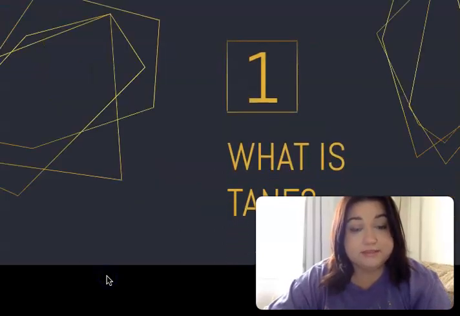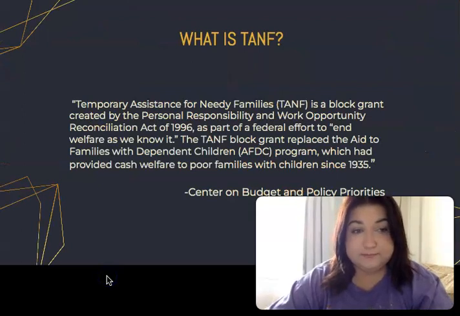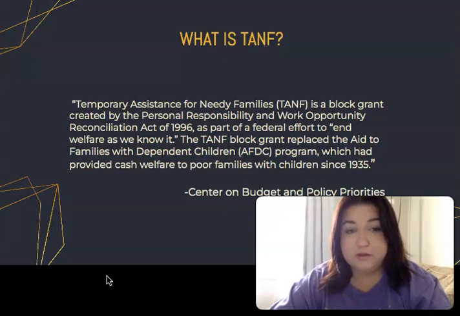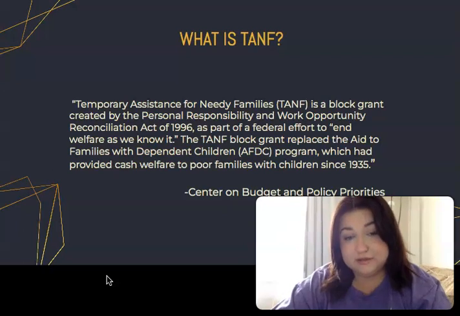First thing, what is temporary assistance for needy families? Temporary assistance for needy families is a block grant created by the Personal Responsibility and Work Opportunity Reconciliation Act of 1996 as part of a federal effort to end welfare as we know it. The Temporary Assistance for Needy Families block grant replaced the Aid to Families with Dependent Children, or AFDC program, which had provided cash welfare to poor families with children since 1935.